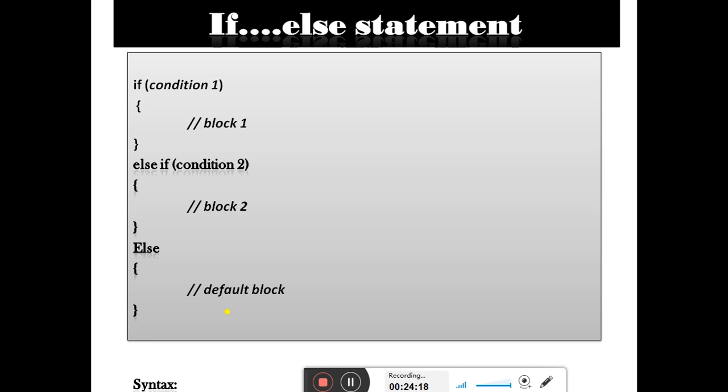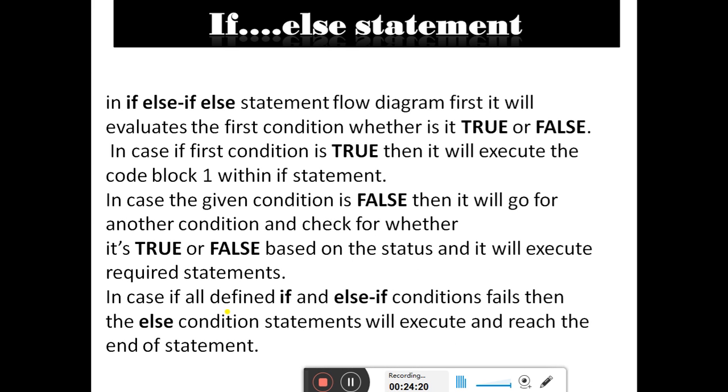Now see here, in the if else if statement flow diagram, first it will evaluate the first condition, whether it is true or false. If the first condition is true, it will execute code block 1. If the given condition is false, then it will go for another condition and check whether it is true or false, and based on the status it will execute the required statement.